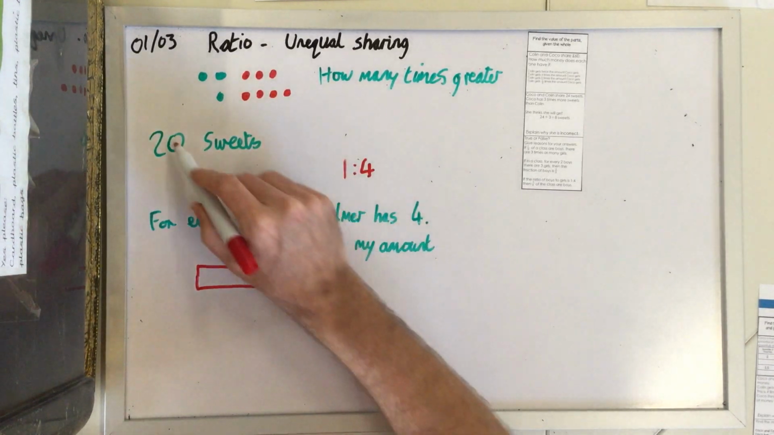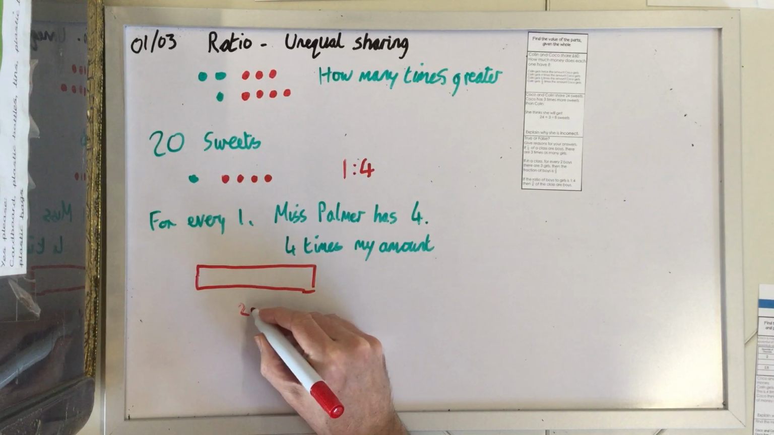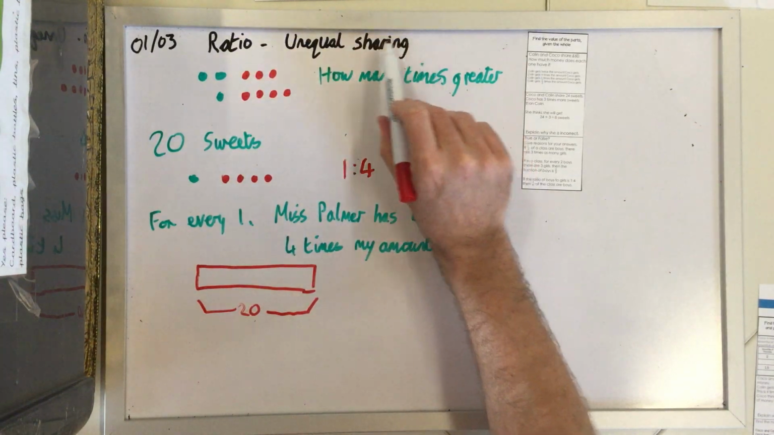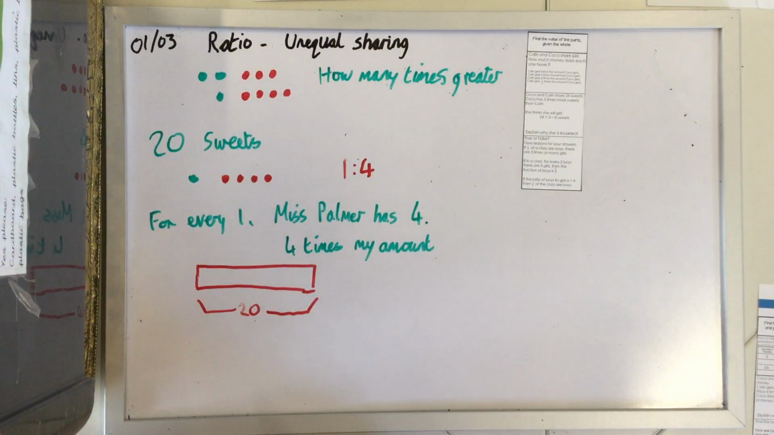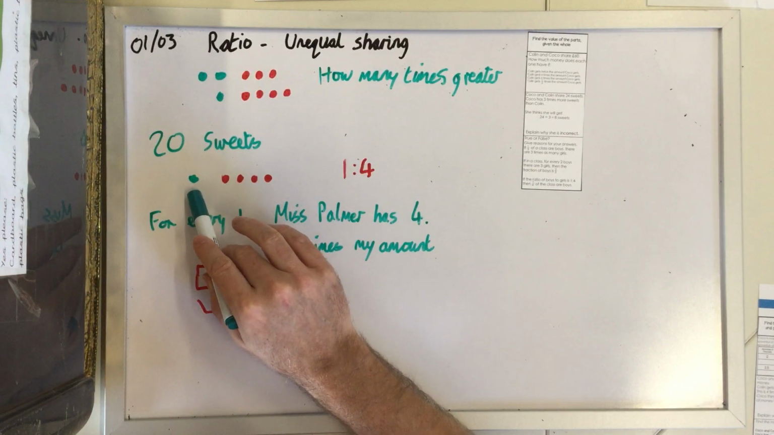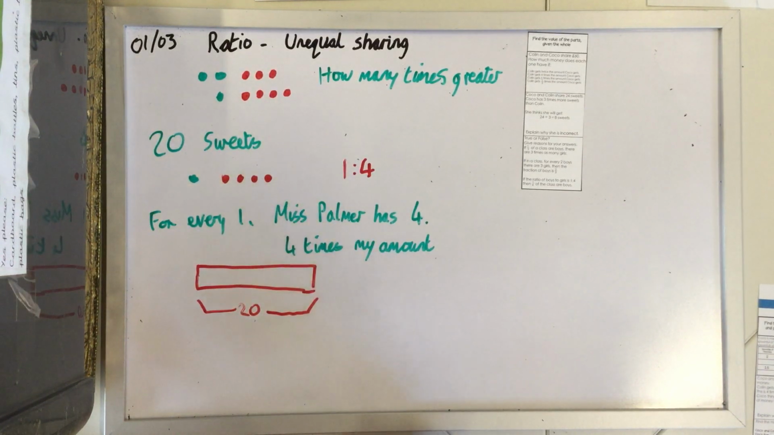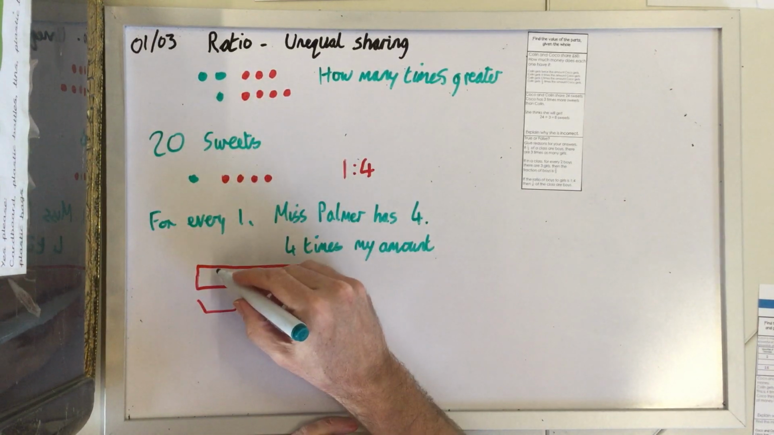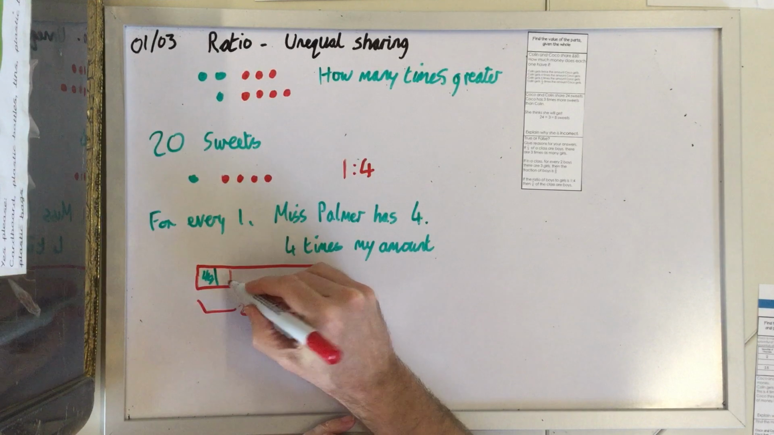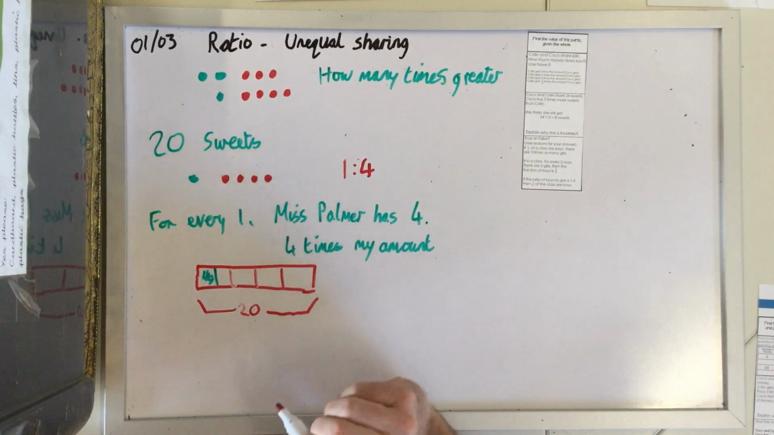So there's 20 altogether. And if we go back to our unequal sharing, where else do we use that word in maths? If we're sharing out, we're dividing. So I have 1, Miss Palmer has 4. So for every 1 of mine, Miss Palmer has 4. Here's my 1, and then Miss Palmer has 4: 1, 2, 3, and 4.